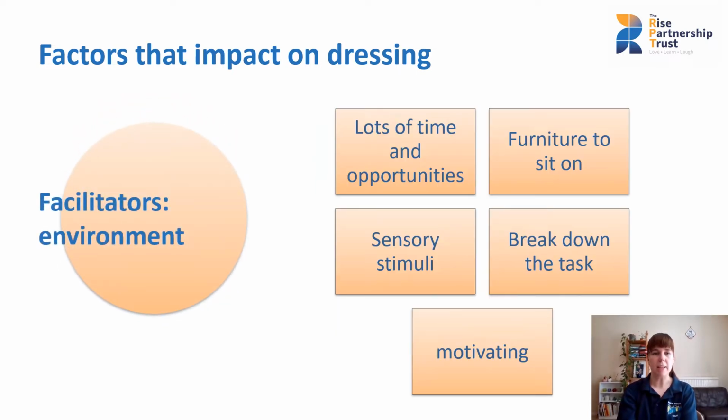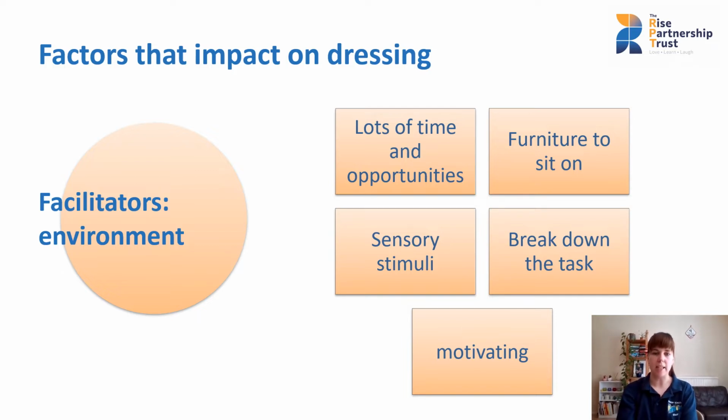Here are some environmental factors that can promote independence in dressing. So working on dressing when there are no time constraints, in the evening after school. Furniture available for the child to sit on, as this eliminates the need to balance on one leg, and if sitting on a chair, ensure it's an appropriate size so their feet are flat on the floor and their hips are at 90 degrees. The correct sensory environment, so again that's your temperature, smells and lights for the child. Break down the task into smaller steps, and we will go through this later. And make it motivating and functional.